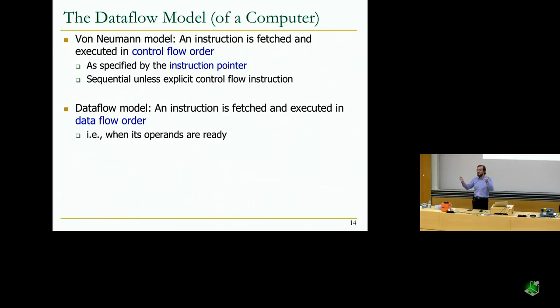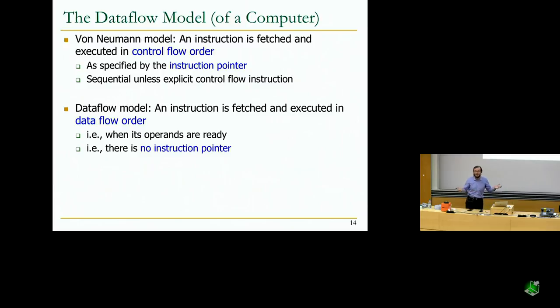Meaning somehow I'm going to identify that the operands of an instruction are ready to execute, and I'm going to fetch the instruction at that time, execute it, and generate the result. And the result will enable some other instruction to execute because it's going to be the operand of some other instruction. Right? That's the idea.